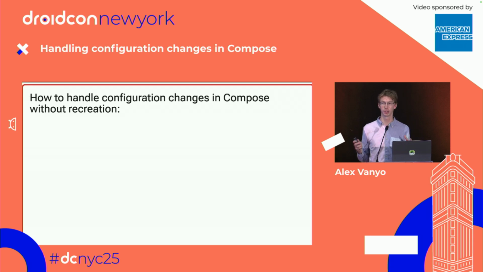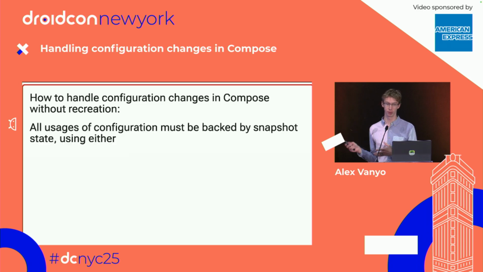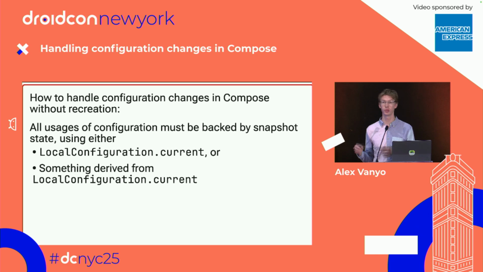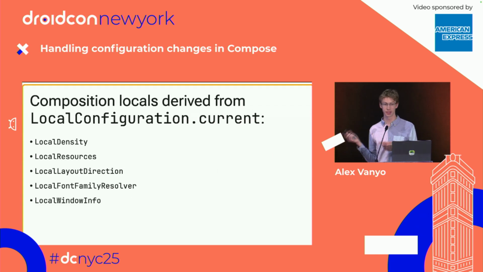So this kind of gives us a blueprint of how to actually handle configuration changes in Compose without relying on recreation. And it's kind of a simple rule, actually. Basically, anytime you're using configuration values, it must be coming from a place that is backed by snapshot state to make sure you get updates any time it changes. And you can either use LocalConfiguration.current, or you can use anything that's derived from LocalConfiguration.current. A short list of these that are derived from LocalConfiguration.current are LocalDensity, LocalResources, LocalLayoutDirection, LocalFontFamilyResolver, and LocalWindowInfo.